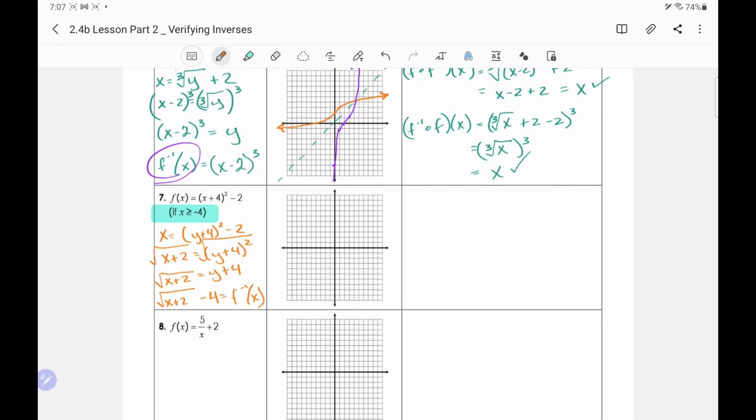And then the thing that you need to realize is when you're doing the domain restrictions on a square root function, it's actually going to be whatever is on the inside has to be greater than or equal to 0, because remember, we can't take a square root of a negative. So what we're going to do is look at x plus 2 greater than or equal to 0. That means x is greater than or equal to negative 2 is our restriction on the domain of the inverse function.